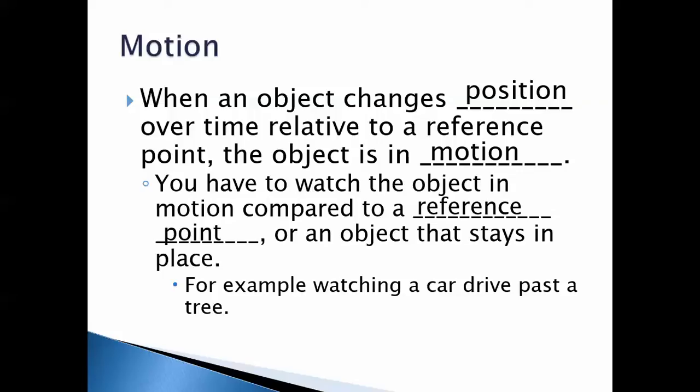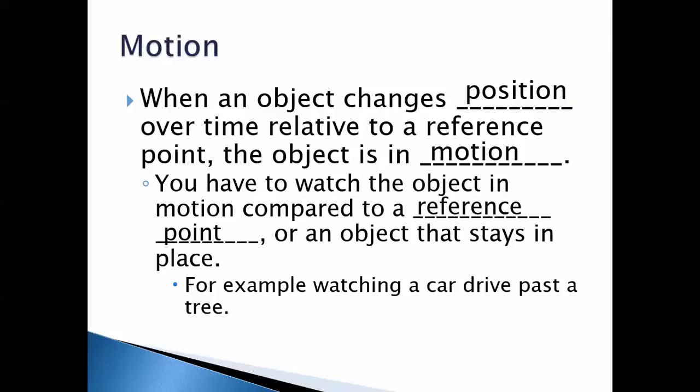Think about watching a car drive past a tree. If I was watching a car driving next to me and I'm going 70 miles per hour and that car is going 70 miles per hour and we're both looking at each other, it might appear like we're not moving at all. But if I watch that car whizzing past a tree at 70 miles per hour, then I can tell it has motion.